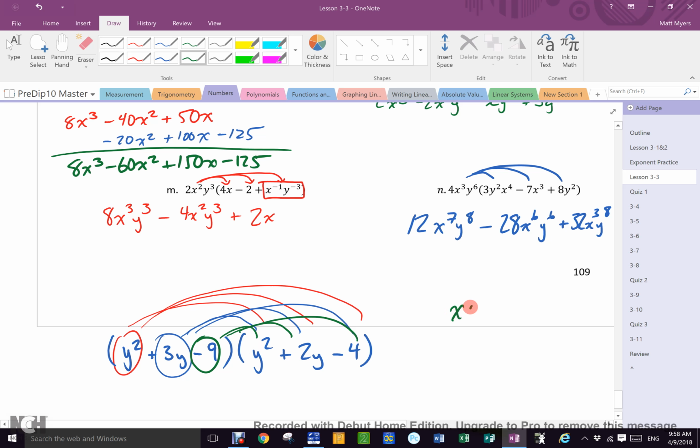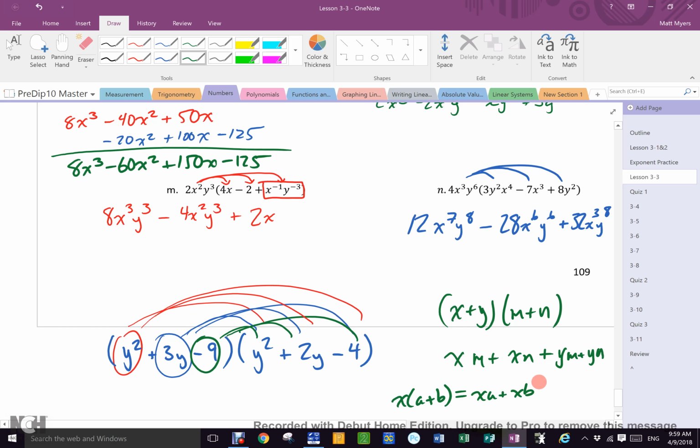If you understand FOIL, xm plus xn plus ym plus yn, it doesn't matter how far I stretch the polynomials. Is everybody good? It's because of the distributive property. Really, the only thing you needed to know was the original distributive property. As long as you know that that's xa plus xb, it doesn't matter how far you stretch it. It's always going to work. Everybody cool? Yeah, all right.